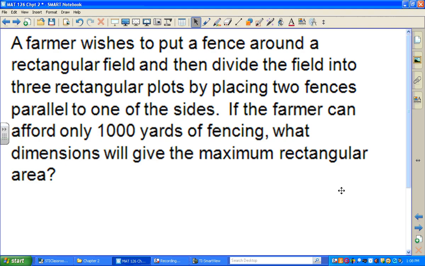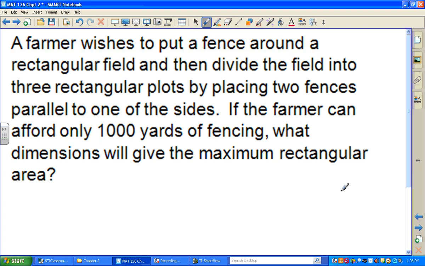A farmer wishes to put a fence around the rectangular field and divide it into 3 rectangular plots. Why do you think there are 3 of them? Make it better. Yeah, so you can't just square it and be done. Square, you know, maximizes, minimizes. Okay, I know. And then divide the field into 3 by placing 2 fences parallel to one of the sides.